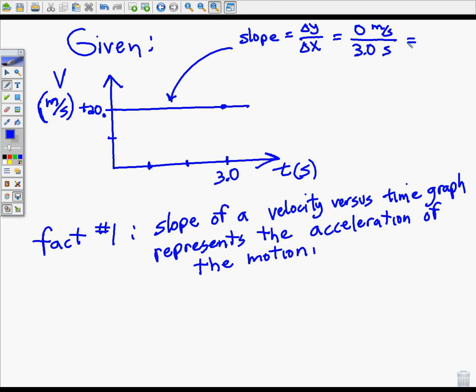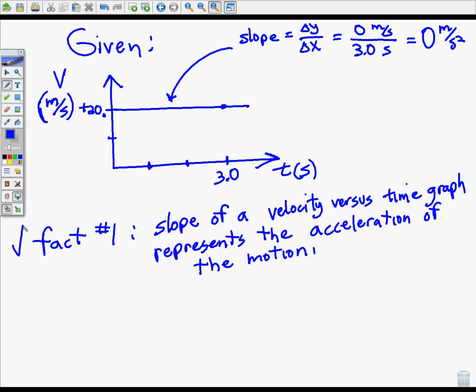And notice 0 divided by 3 is just going to be 0, but even the units come out. Meters per second, those are acceleration units. And if written properly, that's meters per second squared. So notice the slope is 0 meters per second squared. What's the acceleration? 0 meters per second squared. Fact number 1 verified in this simple case.